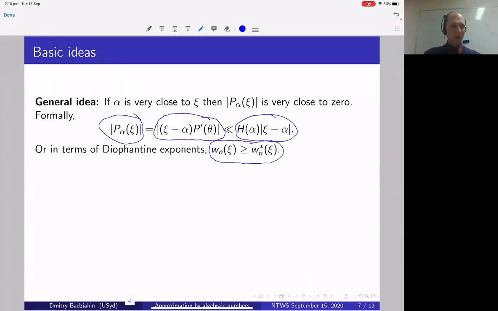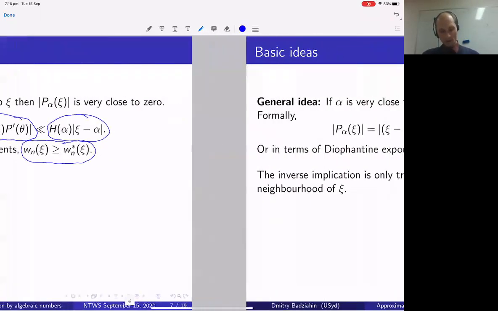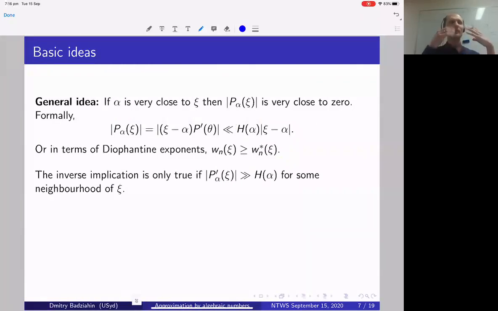That's of course good, but we need lower bounds for Wn star, not upper bounds. And so we want to get the inverse implication. If the value of the polynomial is small, does it imply that xi and alpha are close to each other? That inverse implication is only true if somehow we can guarantee that the derivative of that polynomial is large. Otherwise, we cannot guarantee that. So if you have something like that, then the inverse is also true.